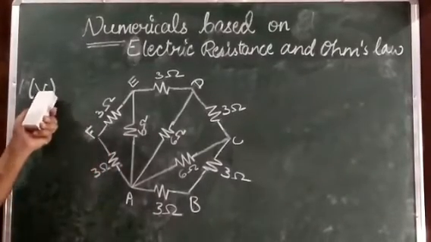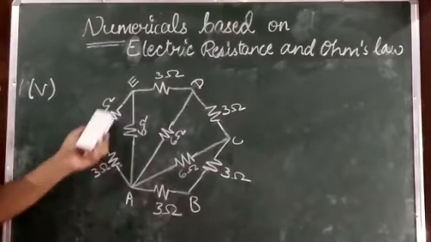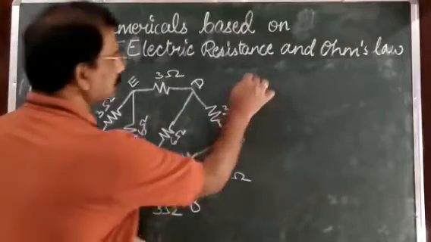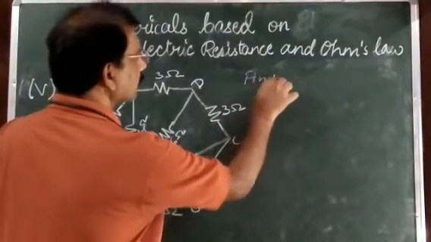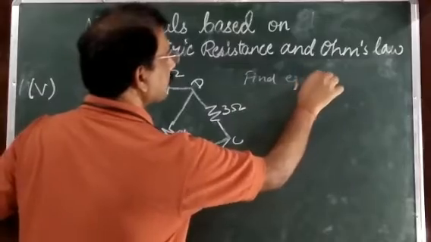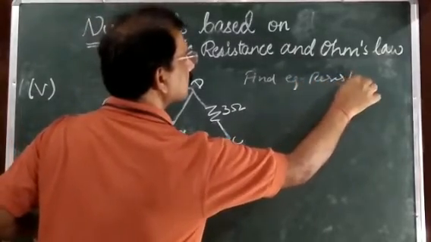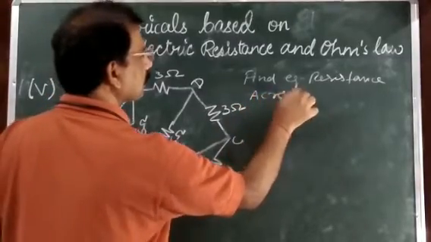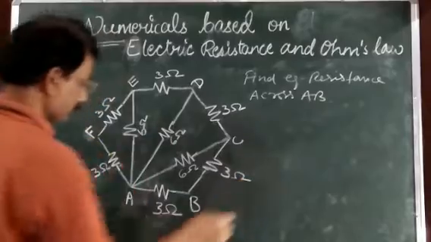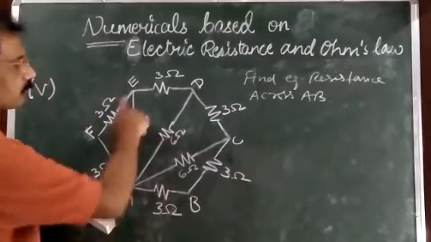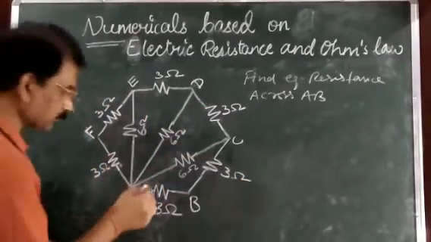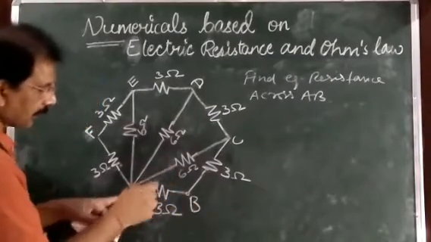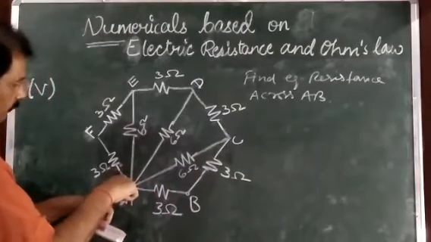Now, next problem is like this one. If any circuit is given like this, and our aim is to find the equivalent resistance across A to B. It means across AB, your aim is to find the equivalent resistance of this one. So first you see, your aim is to find the equivalent resistance across AB. Now you see the other end like this one from it.